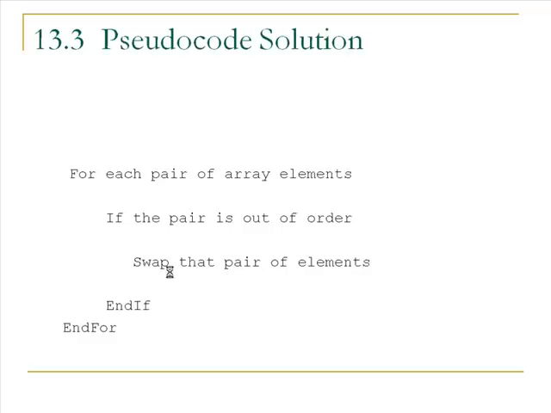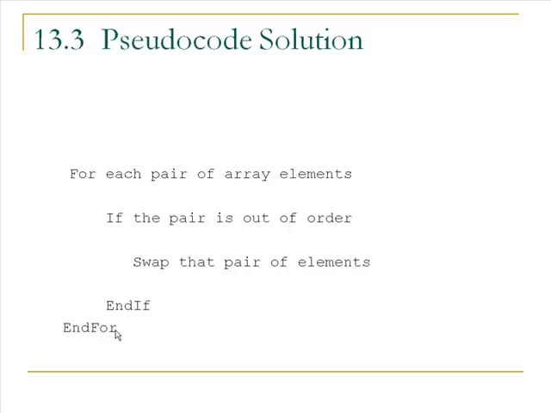For a pass through the array. So for each pair of elements in the array, we're going to check if the pair is out of order, and if it's out of order, then swap that pair. So it's a simple for loop with an if statement, and swapping the two elements of the pair will write that in code.